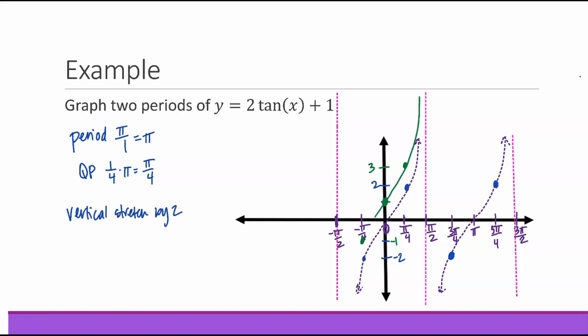And then connect this with a general shape. So that's 1 period, and then do the same thing here. Move this up 1 unit, move this up 1 unit, move this up 1 unit, and then connect them together, making sure to approach these asymptotes, so extend as necessary. So this green graph now is 2 periods of 2 tangent x plus 1.